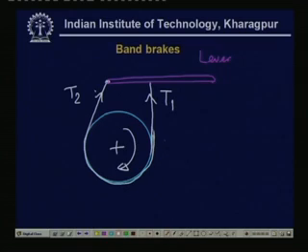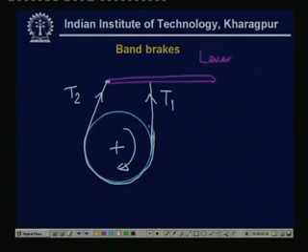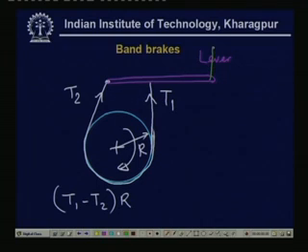these two forces are developed, that is, the tensions in the band. Whenever we want to apply a brake, T 1 must be greater than T 2. That is, if r is the radius, T1 minus T2 times r will be the braking torque, and that must be positive. So, T1 is greater, and that can be done only if we apply force in this direction. So, this is how the band brake operates.